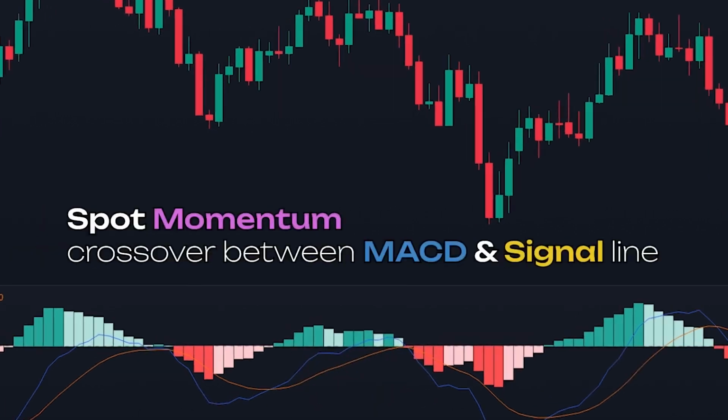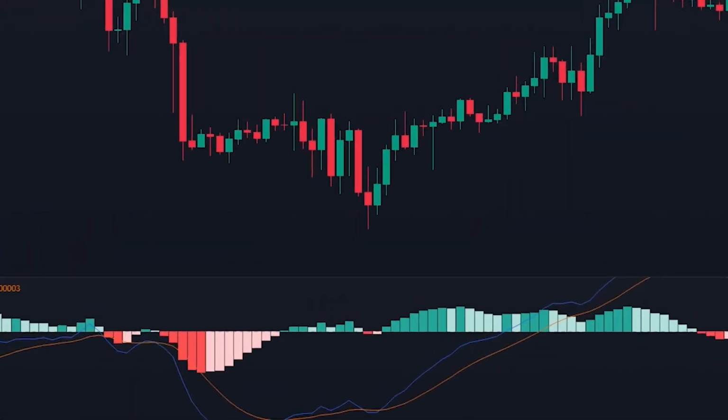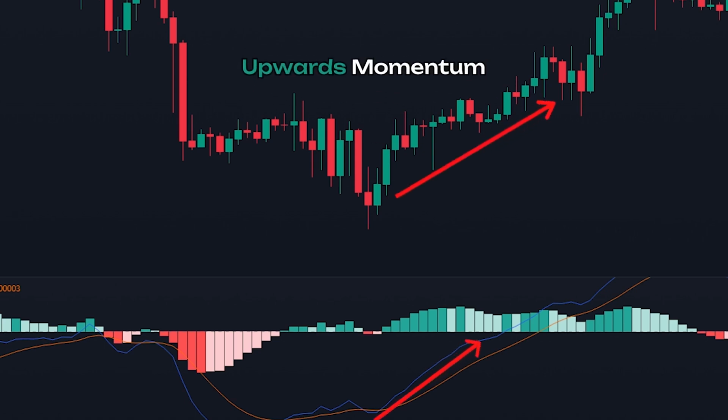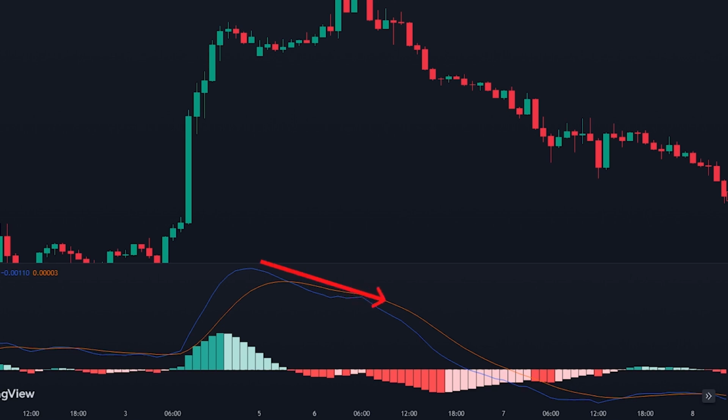Traders use this indicator to spot momentum by looking at the crossover between the MACD line and the signal line. Let me show you an example. If the MACD line crosses above the signal line, it indicates that the market is on an upward momentum. And if it crosses below, it indicates that the market is on a downwards momentum.